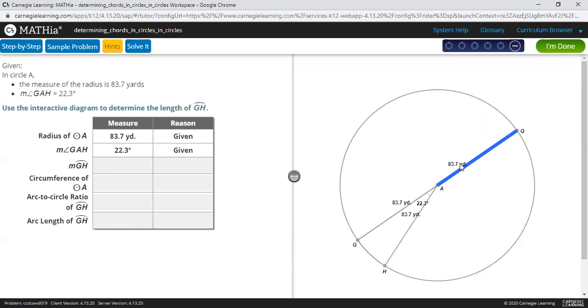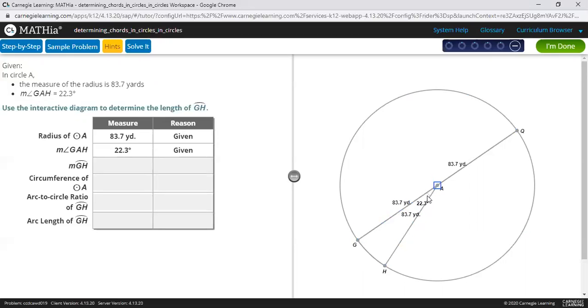It's important to pay attention to the units, because as I was going through this, I made a couple of errors when putting in the units, and that will put you back in the workspace. So be careful about that. Make sure you make note of what unit we're working with. And I also know that the measure of angle GAH, the central angle right here, is 22.3 degrees. All right, so that's given to us.